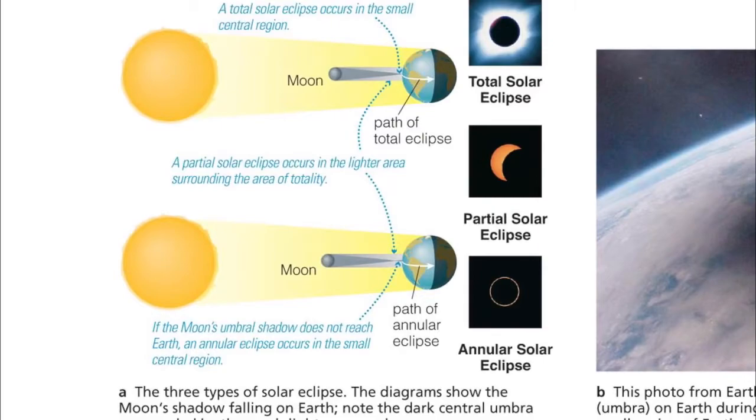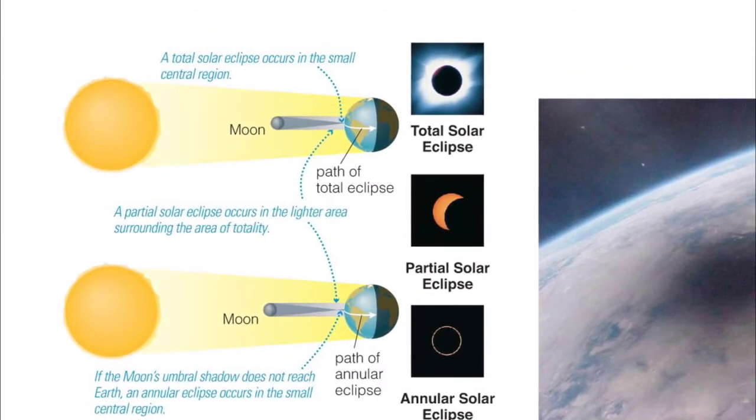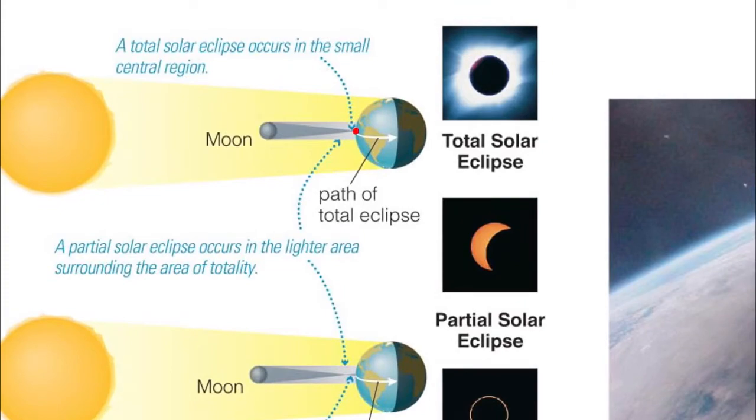So here are the three types of solar eclipses. First, a total solar eclipse. A total solar eclipse happens for any person that's right on that red dot. That red dot represents the path of totality, and it is where the umbra of the moon reaches the surface of the earth. So exactly on that path, exactly where this darker cone comes down and makes a small point on the surface of the earth, is a total solar eclipse.